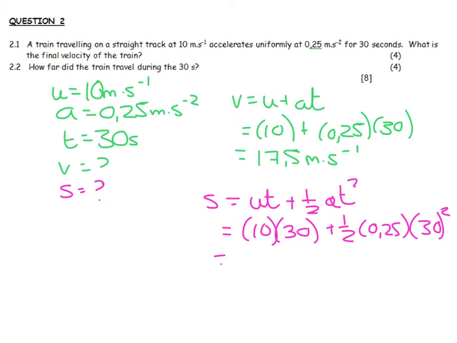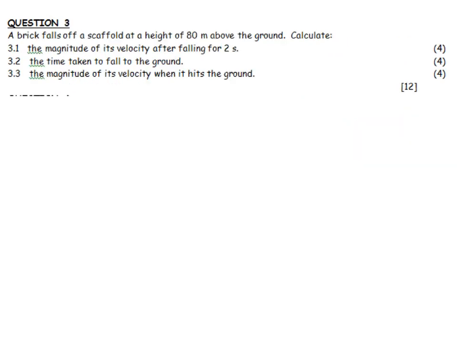And I land up with a distance of 412,5 meters. Simple substitution. A brick falls off a scaffold at a height of 80 meters above the ground. Calculate the magnitude of its velocity after falling for 2 seconds. What's very important is that if we've got falling, we have got an acceleration of 9,8 meters per second squared downwards. So once you've got that information, it's not awfully difficult.